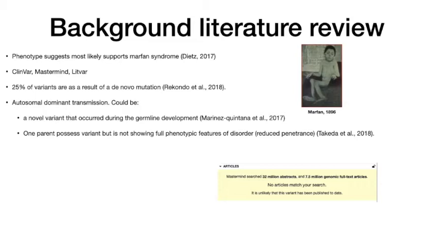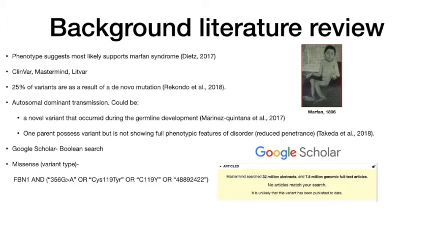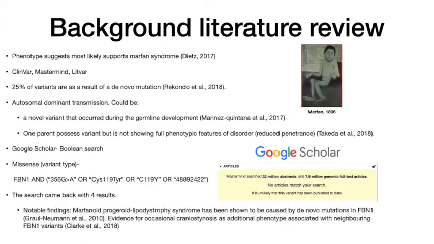To find further information, I used Google Scholar, implementing Boolean search parameters, and I searched for the following. The search came back with 4 results. Notable findings included an example of a de novo mutation in the gene and evidence for occasional craniostenosis as an additional phenotype in neighboring FBN1 variants.